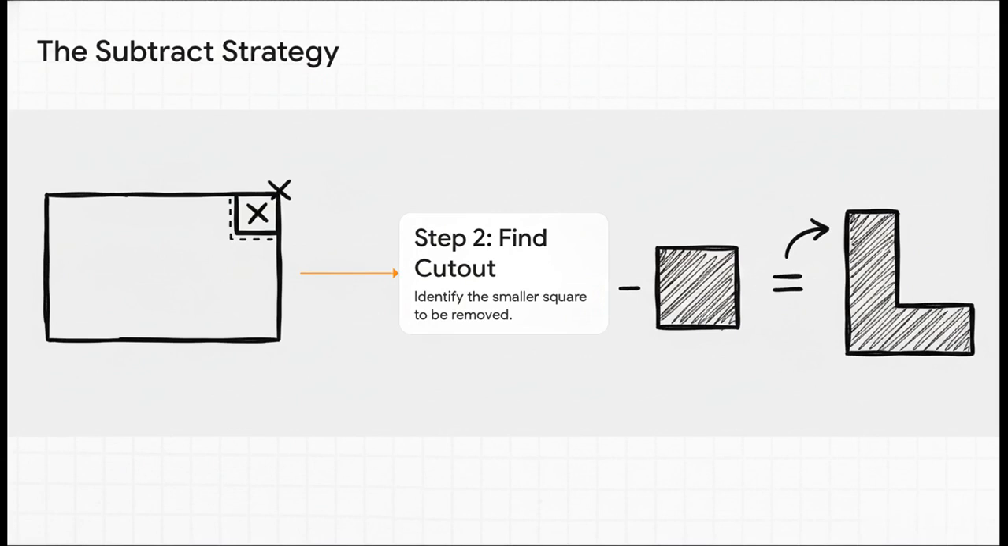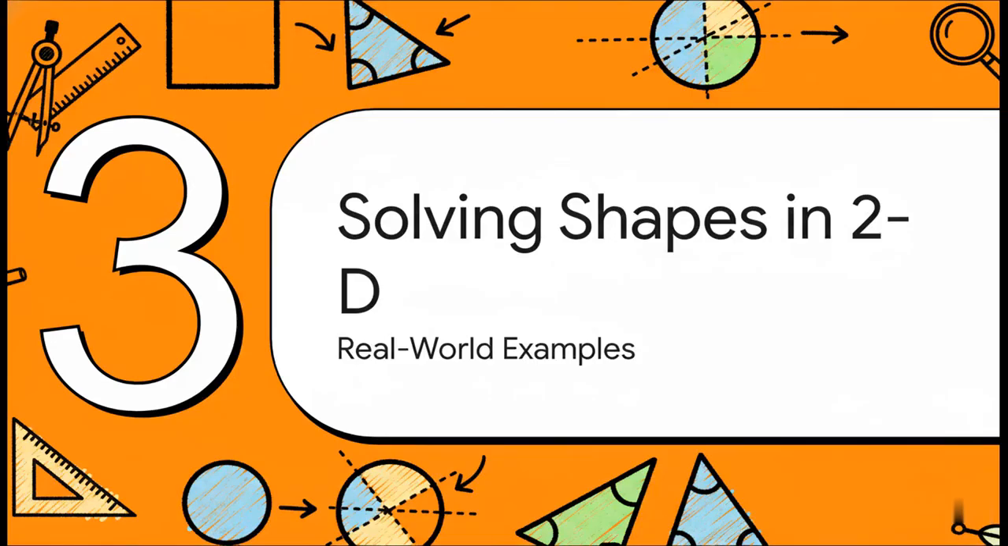Instead of building up, we're going to cut away. Imagine a full rectangle first, and then mentally just remove that little corner piece. You just calculate the area of the big rectangle, then find the area of the small corner and subtract it. And just like that, you have the area of the L shape. Same answer, different path. All right, enough with the theory.